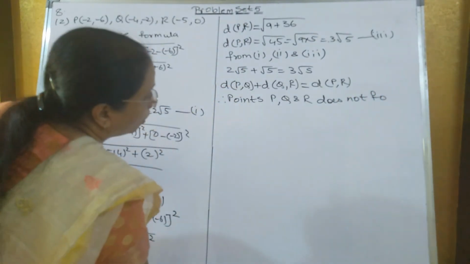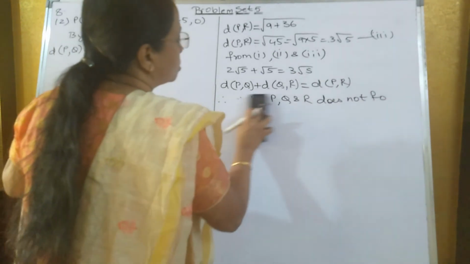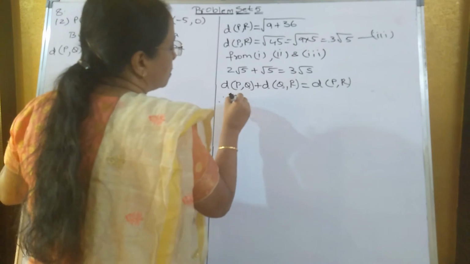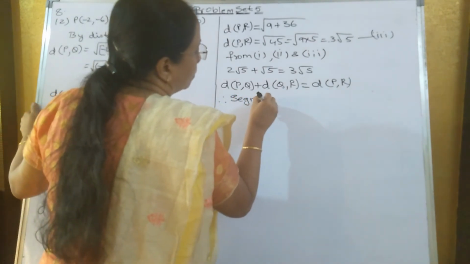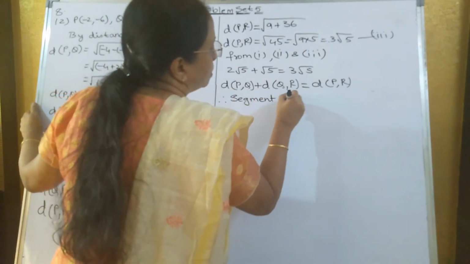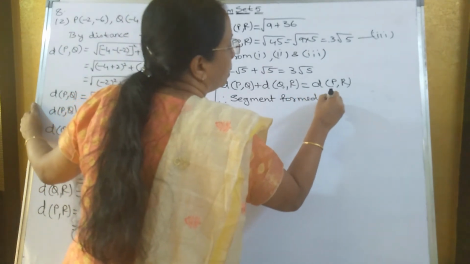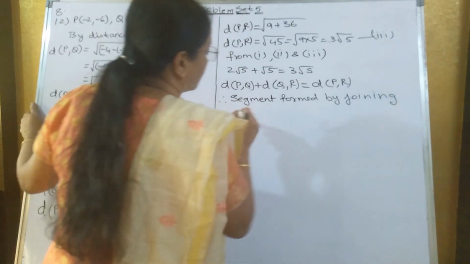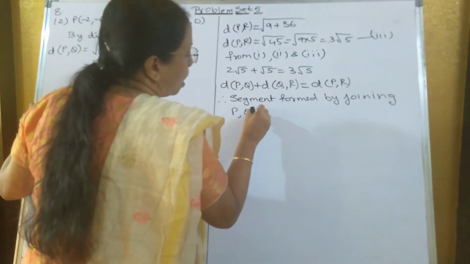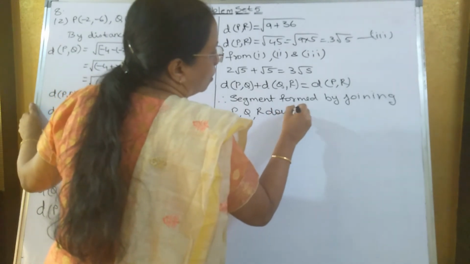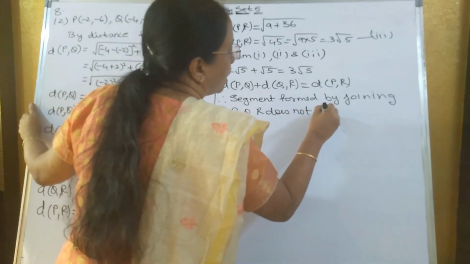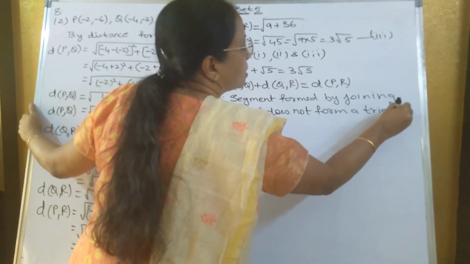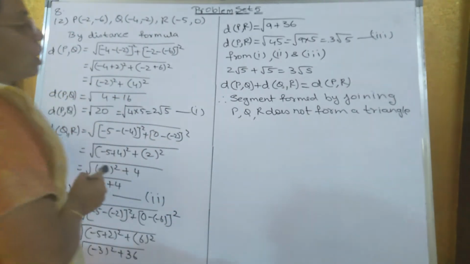Segments formed by joining points P, Q, R do not form a triangle. Since it does not form a triangle, we don't have to find out what type of a triangle it is.